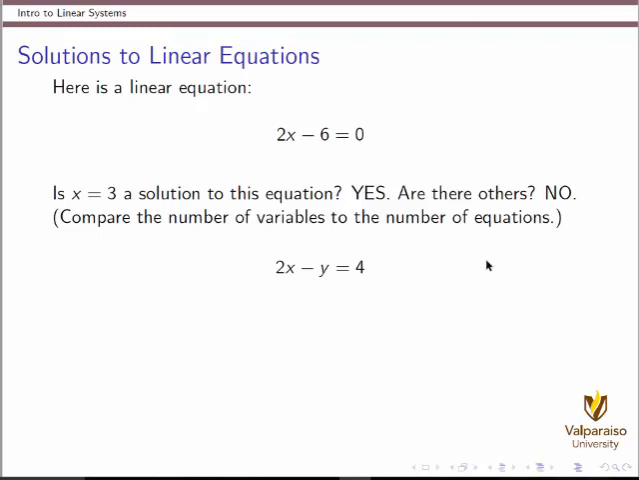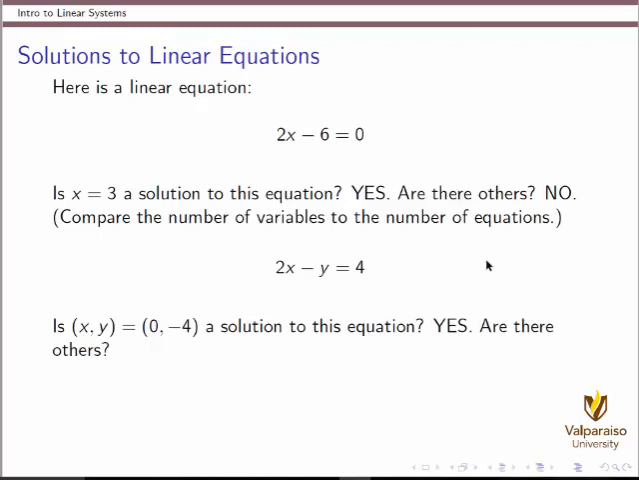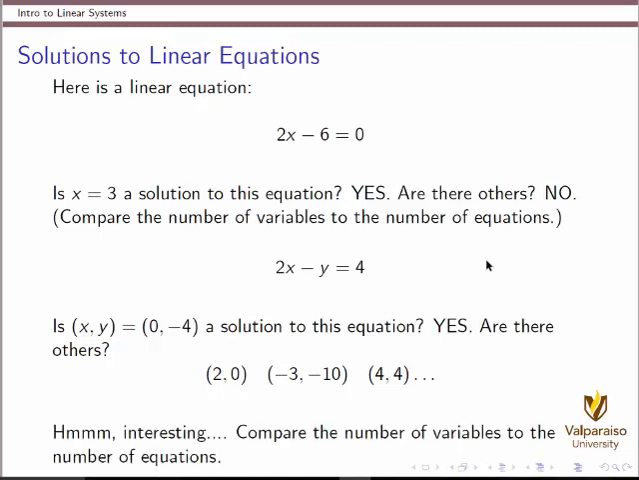Here's another linear equation. This one happens to have two variables in it. 2x minus y equals 4. One linear equation. Is the pair 0, negative 4 a solution? Well, we test it. We plug in 0 for x, negative 4 for y. If we do that, we get 0 minus negative 4. Ta-da, that's 4. This point is a solution to that equation. Are there others? Well, yes, there are many others. You can test those points individually. Each of them actually provides a solution to that one linear equation, 2x minus y equals 4.